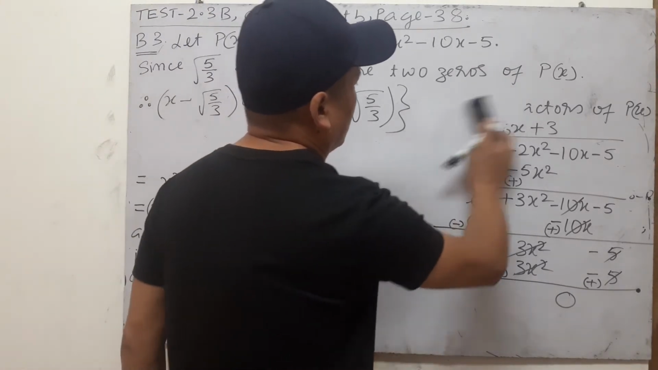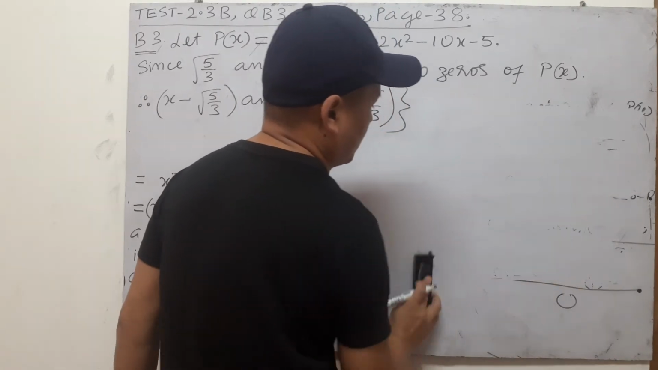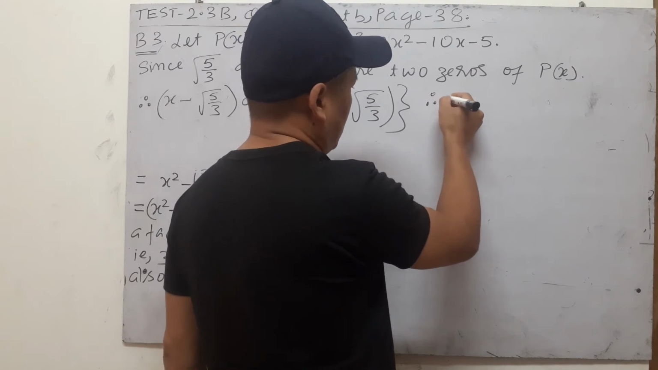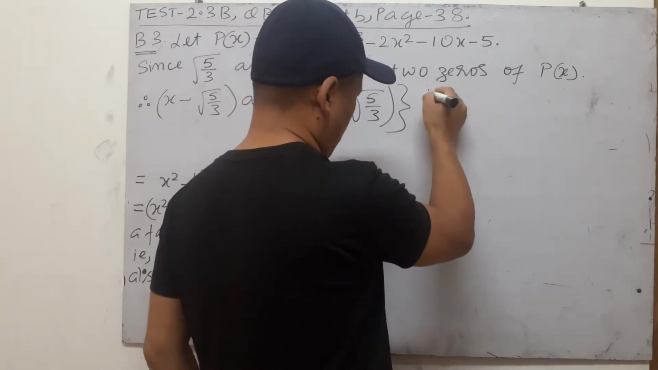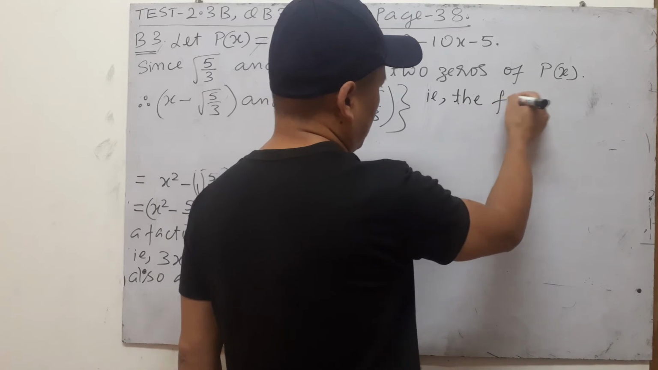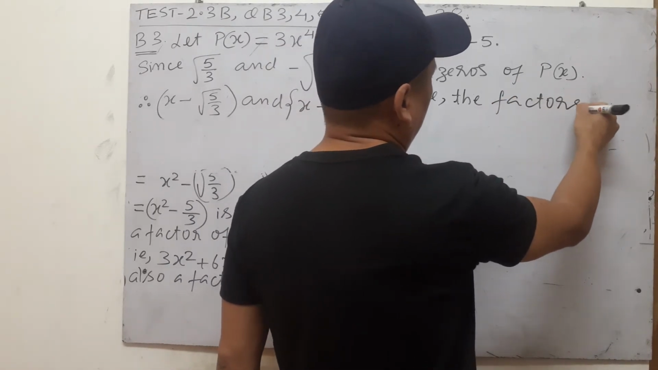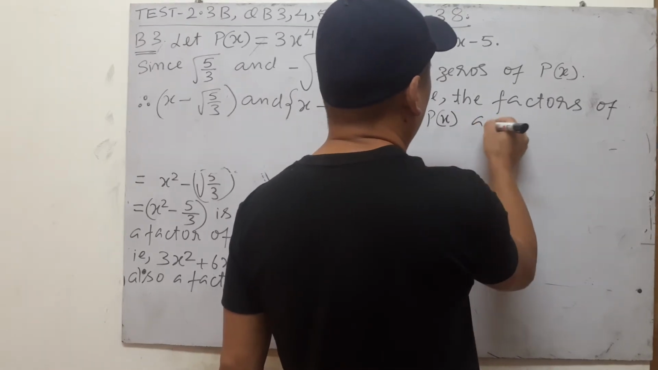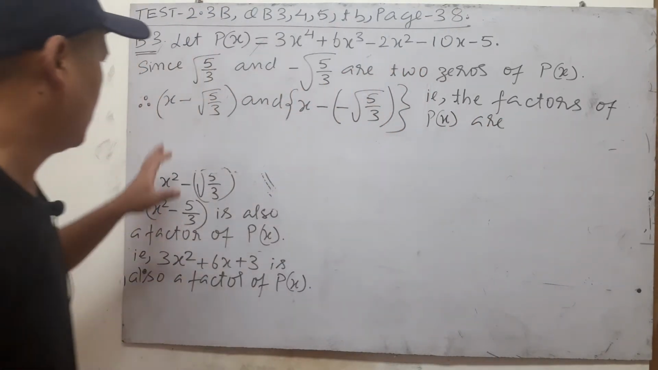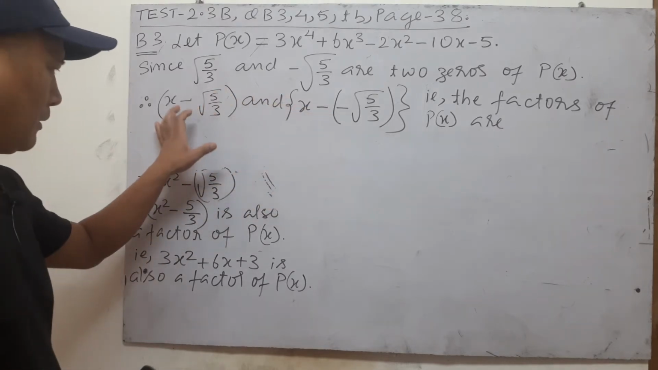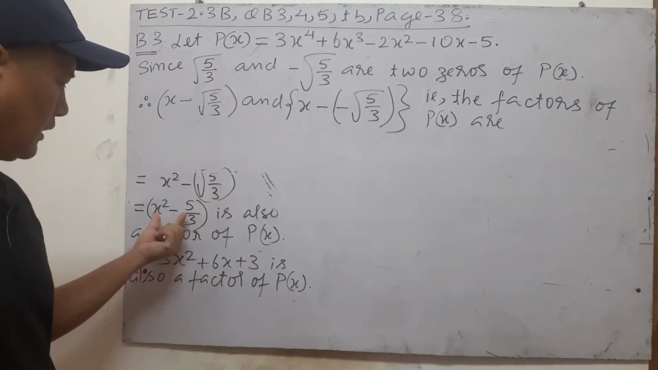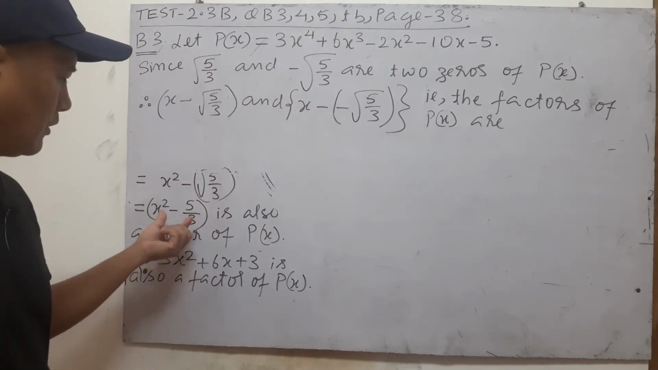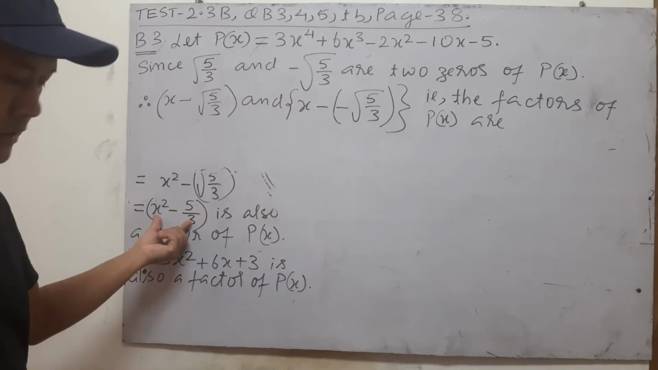So let us write down now all the factors of p of x. We don't need this, so I'm going to rub it out. So, therefore, the factors of p of x are these two. We combine them to get a more complex factor here, x squared minus 5 by 3. When we multiply these as factors, we get this, so this will represent both of these and we can just take this alone.